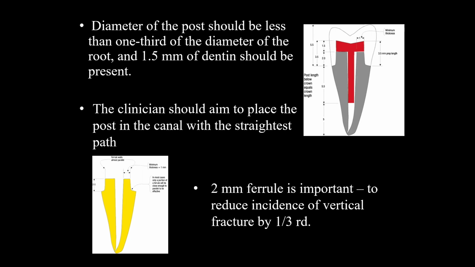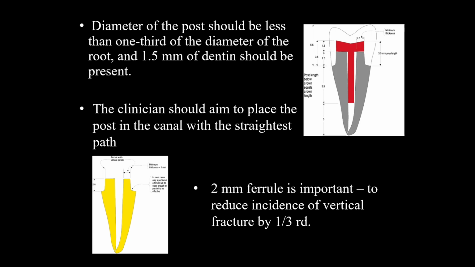Now, the clinician should aim to place the post in the canal with the straightest path. Now, it is usually the palatal canal in the maxillary molars and the premolars, and there are times when another canal, such as the buccal canal, can offer a straighter option, but generally the palatal canal is the best option, and for mandibular molars, it is the distal canal.